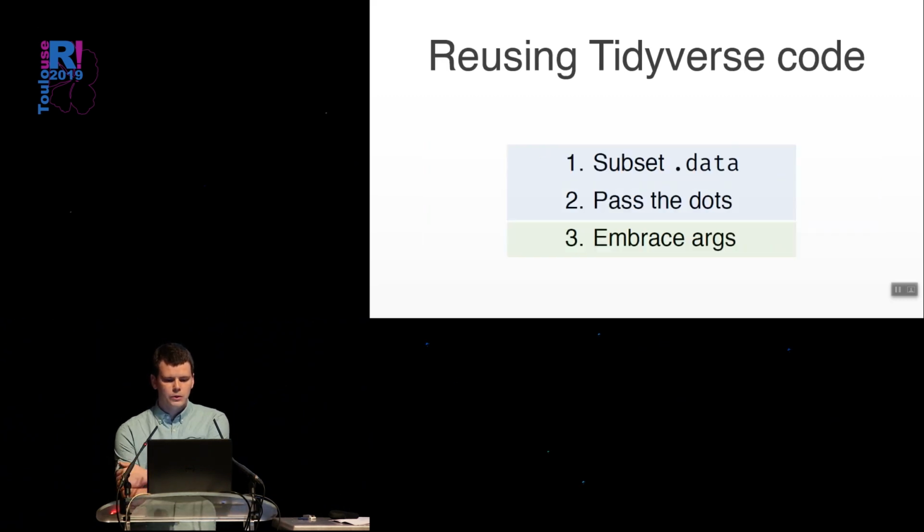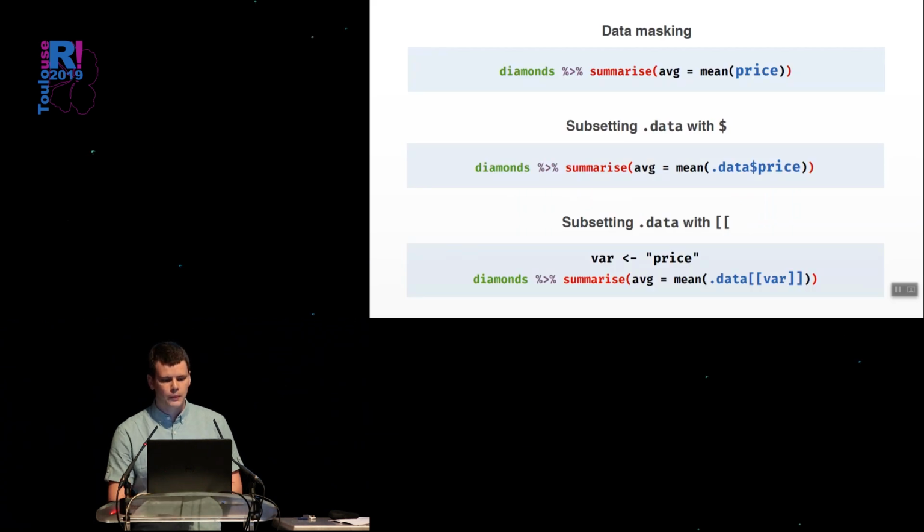So we are going to see how to subset the .data pronoun and how to pass dots. So these are existing patterns that you could use with the existing rlang package. And then the third one will require the new version of rlang. I will start with .data.